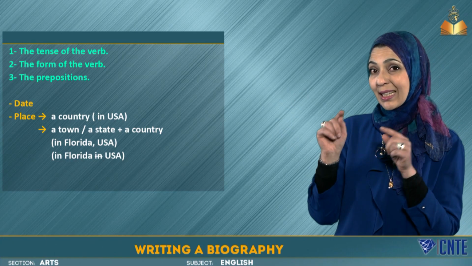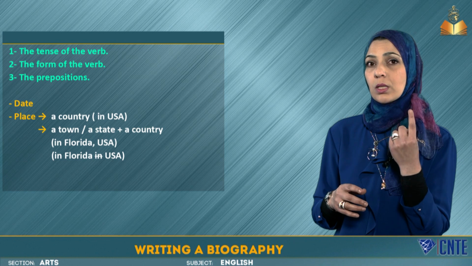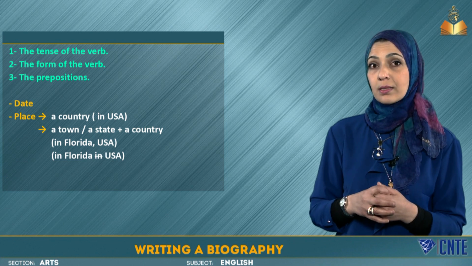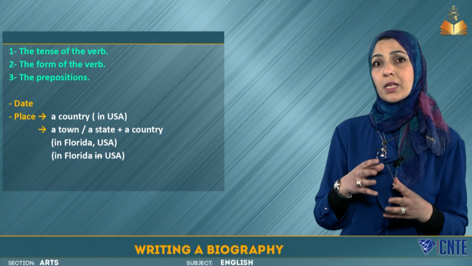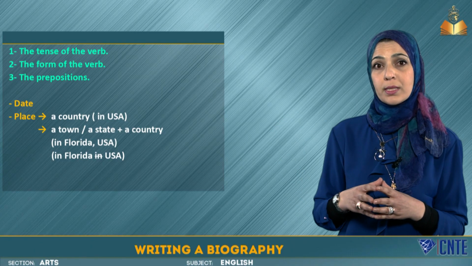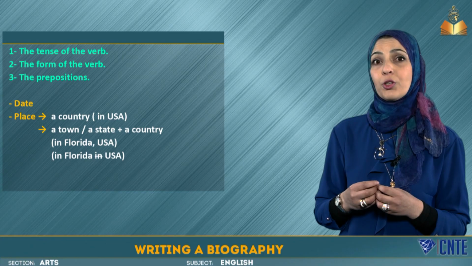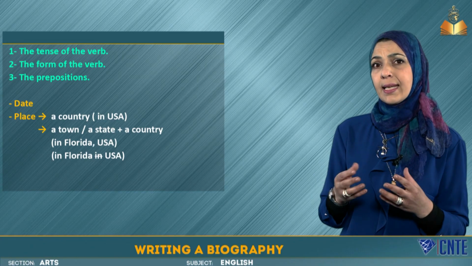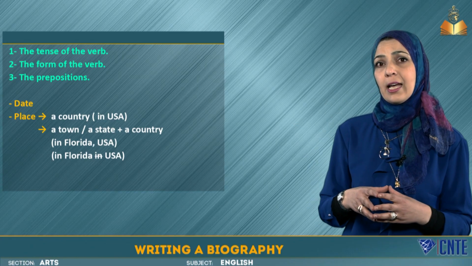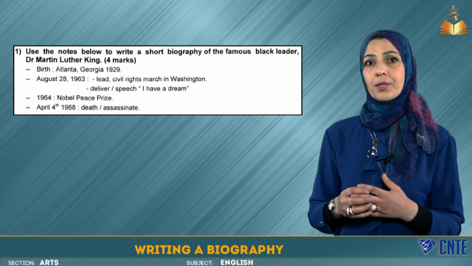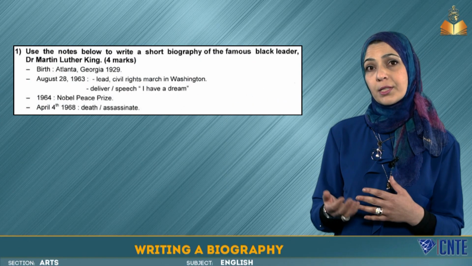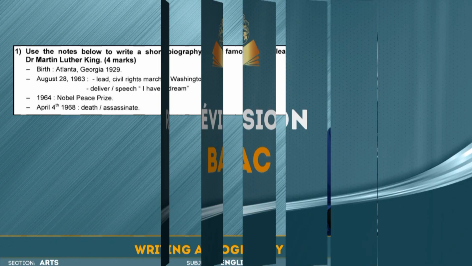The preposition in must be written only once before the state, and the one that is written right before the country, in this example, of course, must be deleted and replaced by a comma, like in the example that we've just seen. Okay, let's go back to our sample task and try to develop the first sentence.